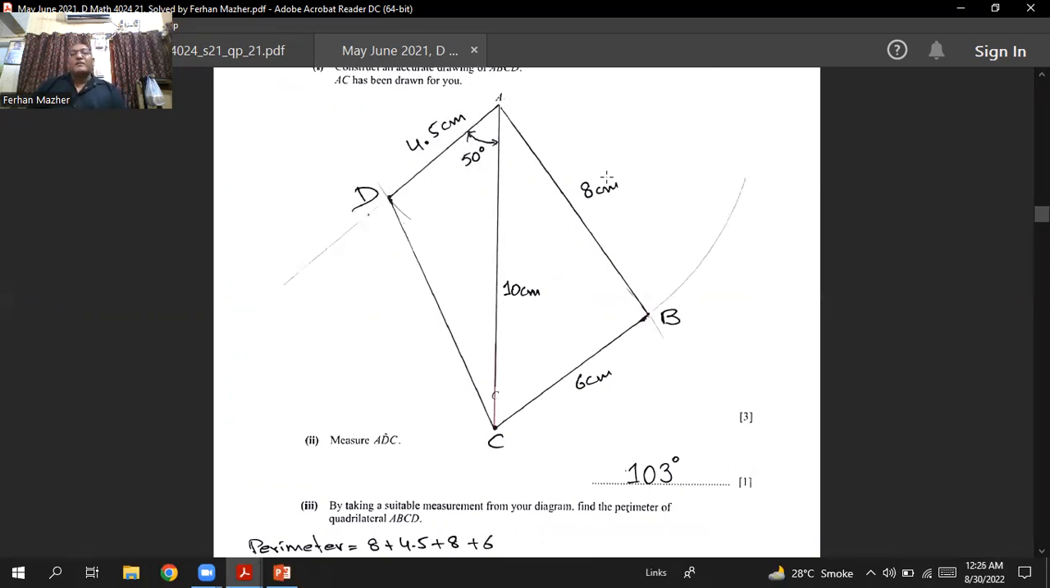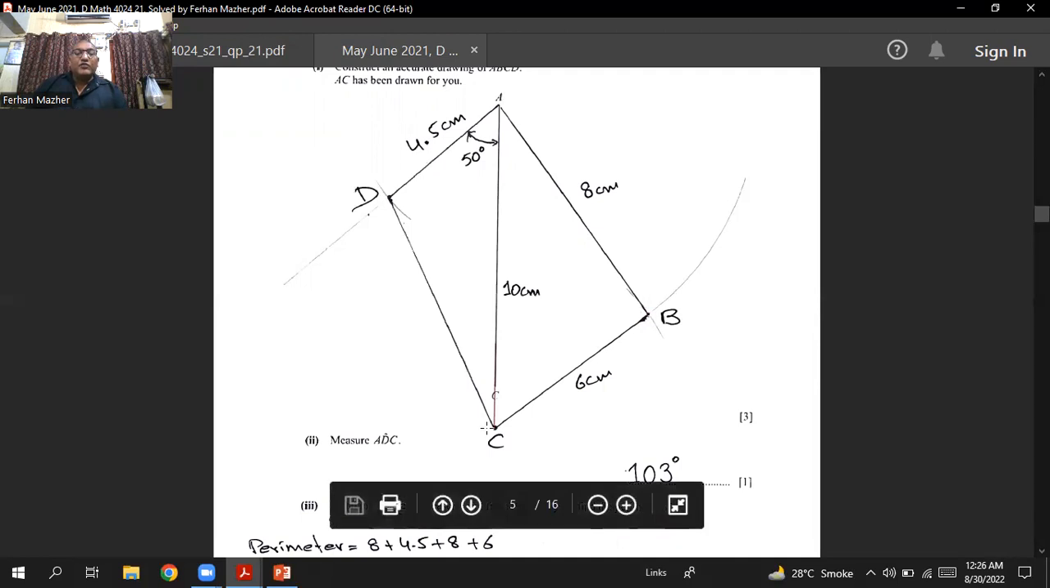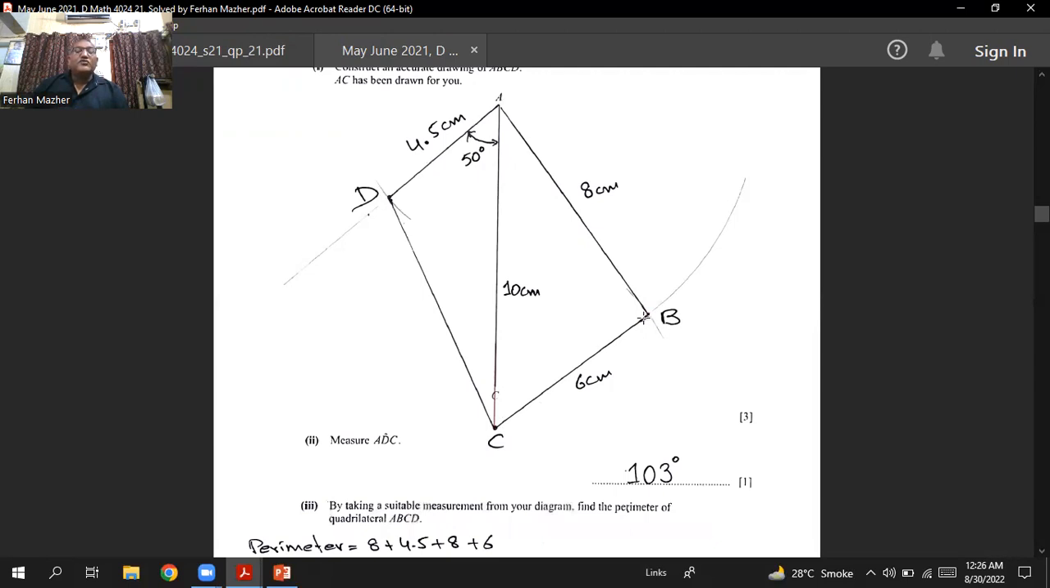Then I will open my compass 8 centimeter. I will take A as the center. I will make this arc. Then I will put my compass on C and I will open my compass 6 centimeter and I will draw this arc. Where these two arcs will intersect each other, that will be the point B. I will join that point B with the A and I will join that B with the C. And then I will join C with the D. So this quadrilateral is completed.